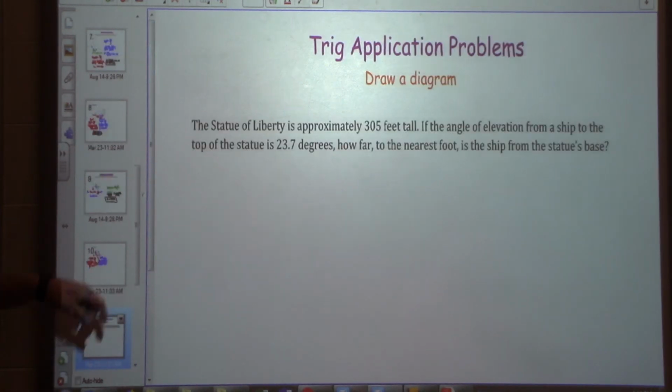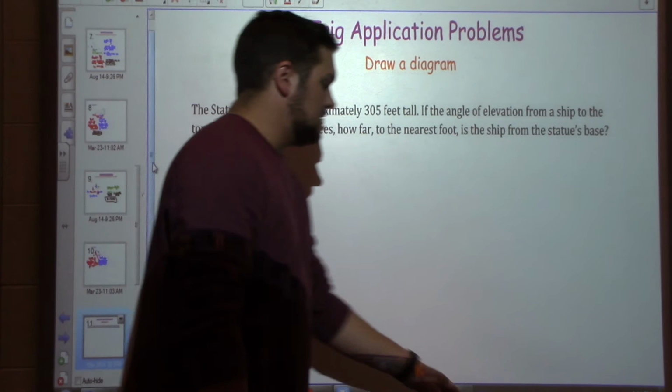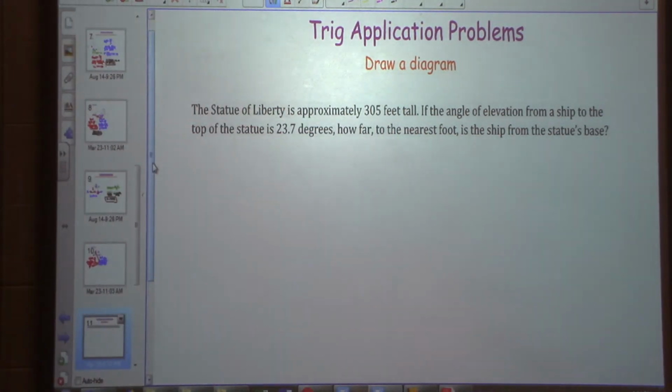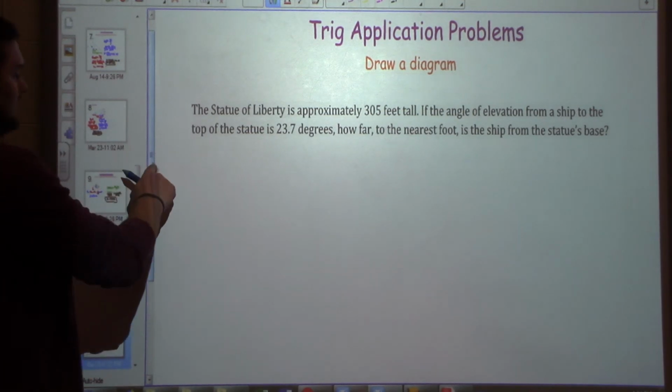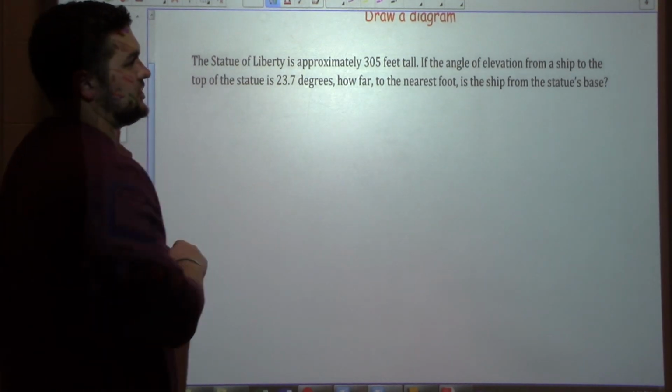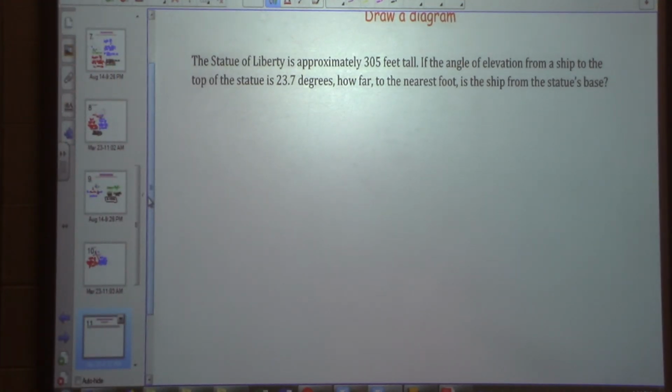Alright, 2 more problems. Talking about angle of elevation, angle of depression again like we did yesterday. Statue of Liberty is approximately 305 feet tall. Angle of elevation from a ship to the top of the statue is 23.7 degrees. How far to the nearest foot is the ship from the statue's base?